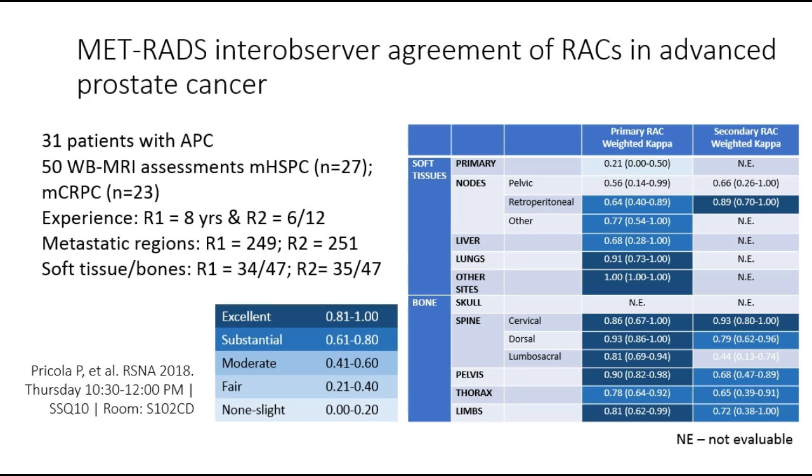The inter and intra-observer agreement for the response assessment categories has also been looked at, and you can see that for the bones, the primary response assessment category tends to be either substantial or excellent, but you'll notice that the secondary response assessment category is moderate to substantial. So there's greater variation in the secondary response assessment category compared to the primary response assessment category, and this is probably related to the experience of the readers. So in this particular instance, you can see that the second reader was less experienced.